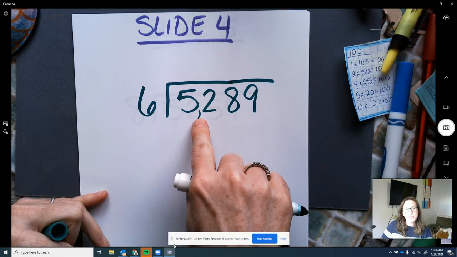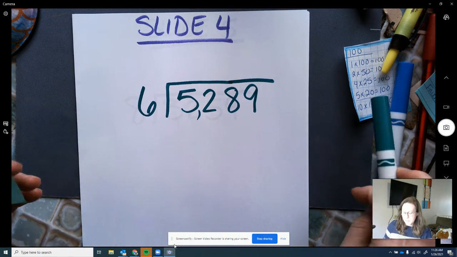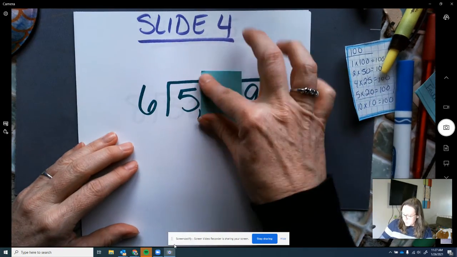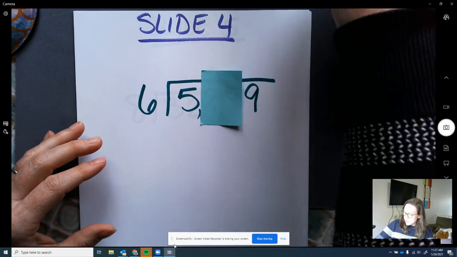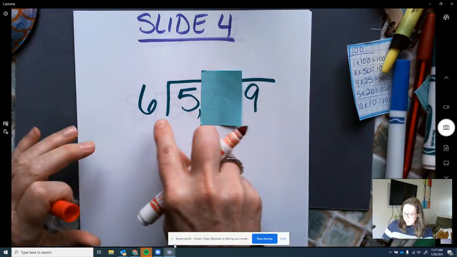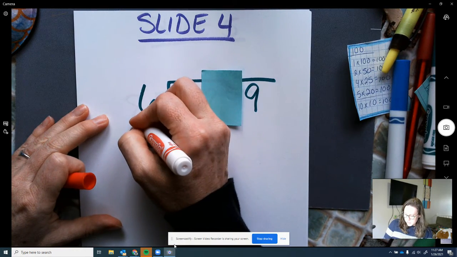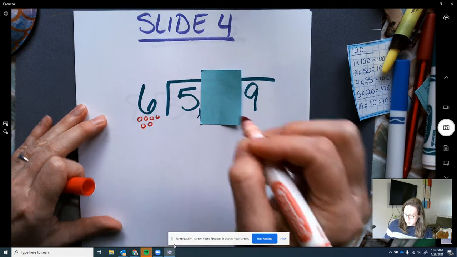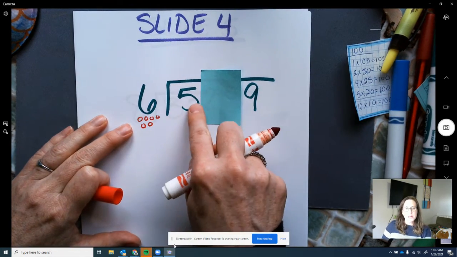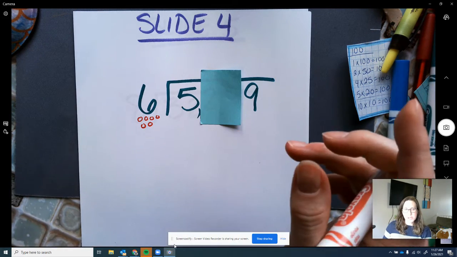Just don't confuse the comma with a decimal point. All right, so we're going to start with 6 going into 5. If I have 6 people, remember these are the people, and I only have 5 M&Ms, can I give them each one?